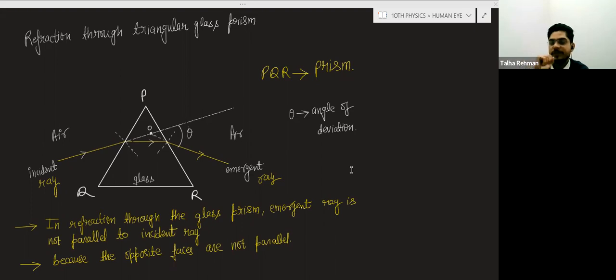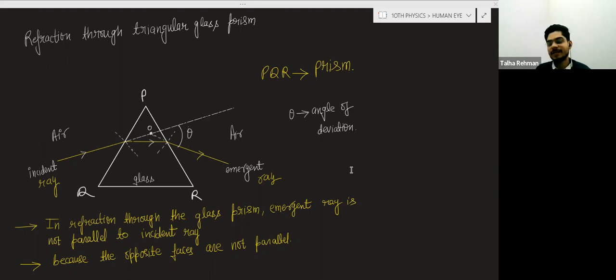What is the meaning of refraction? Refraction means whenever light rays travel from one medium to another medium, like from water to air or air to water, glass to air or air to glass, glass to water or water to glass, oil to glass or glass to oil. Okay, between two media when light ray travels.